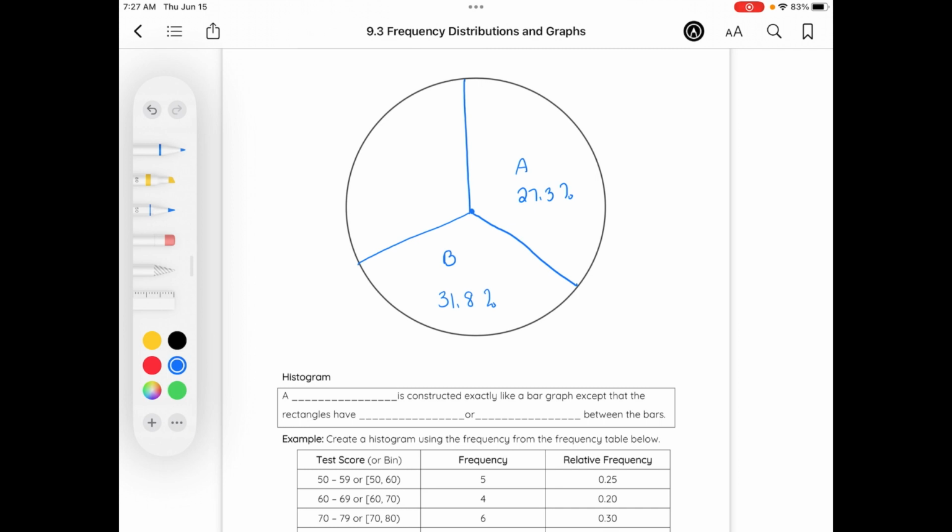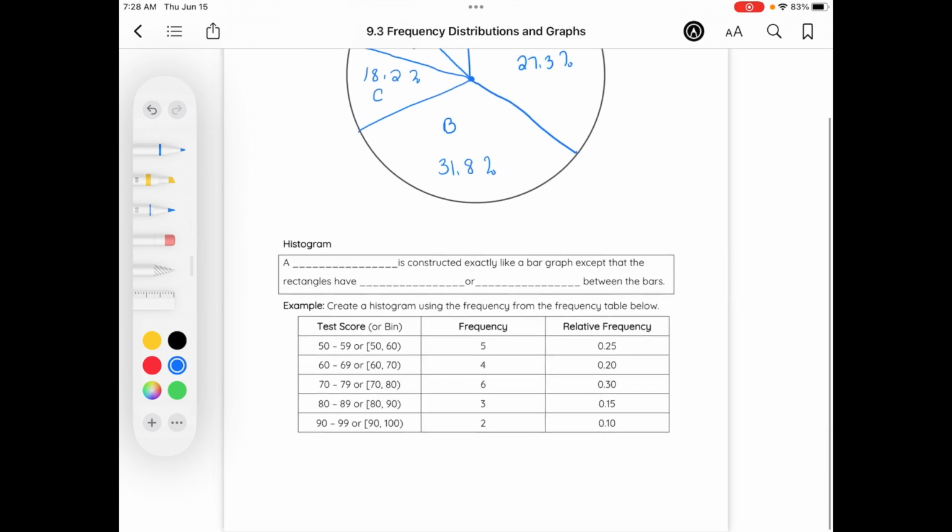I then have 18.2, so think about 20% of the pie. So I'll probably go about here for a C. Slightly less than that should be a D, 13.6%, and then F would be the remainder. So not super accurate, but you get the idea of what they look like.